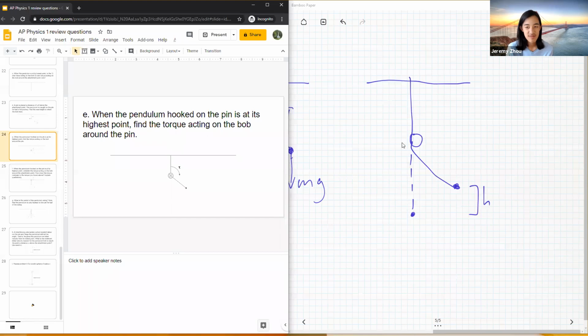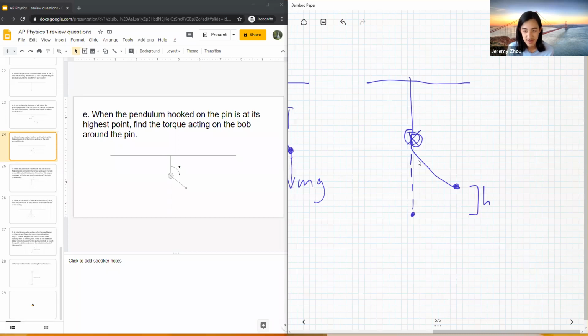Right. Question E. When the pendulum hooked on the pin is at its highest point, which is this point, find the torque acting on the bob around the pin. So this is the center of torque. You might not be able to find this easily in terms of the equations, but what are the forces acting on this bob? And how does that translate to torque?